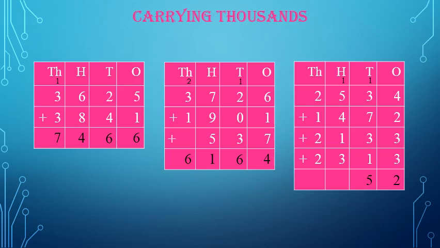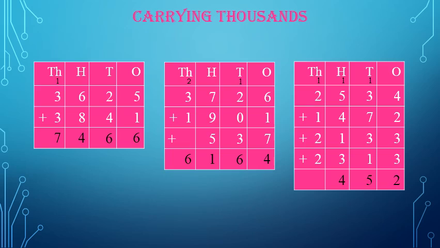Now 5 plus 1 is equal to 6. 6 plus 4 is equal to 10. 10 plus 1, 11. And 11 plus 3, count 3 fingers after 11: 12, 13, 14. So write 4 under hundreds column and 1 is carried over to the thousands place.